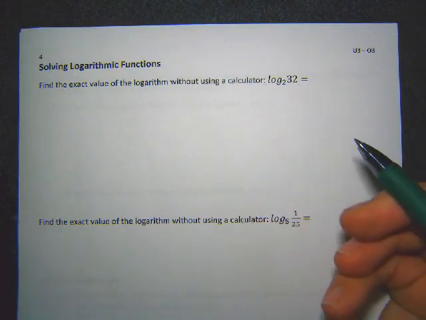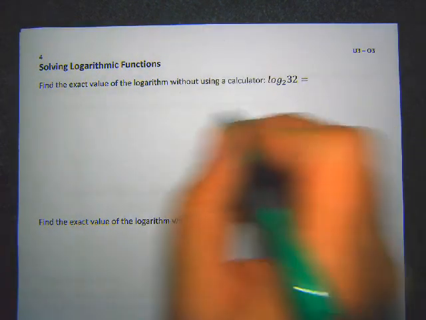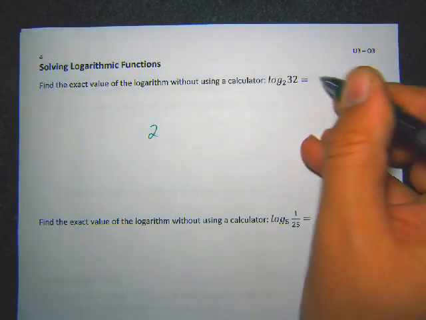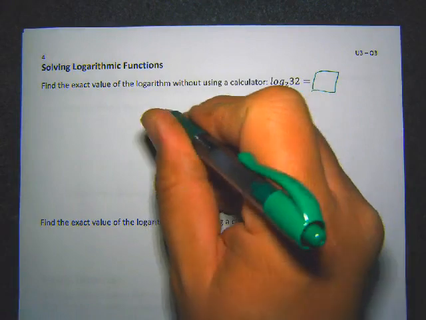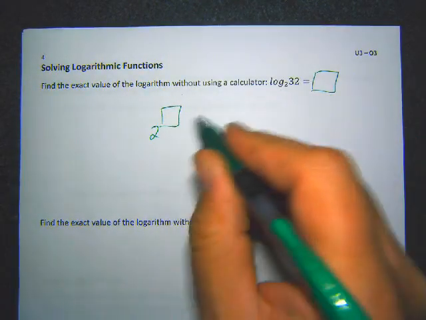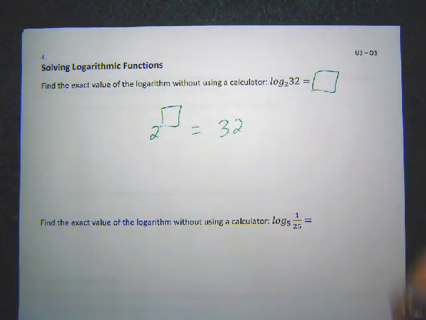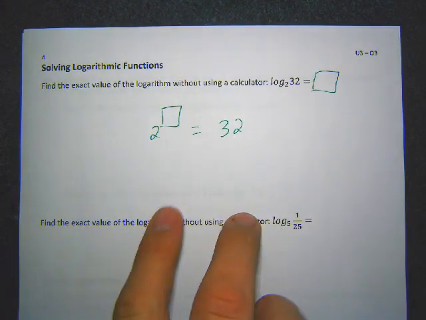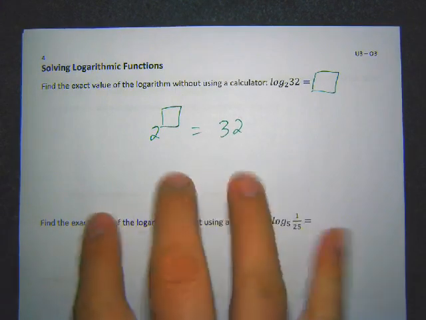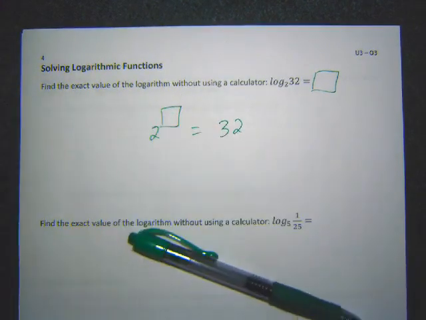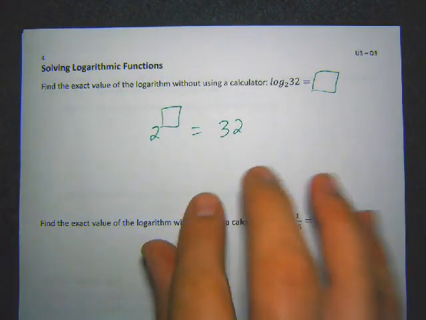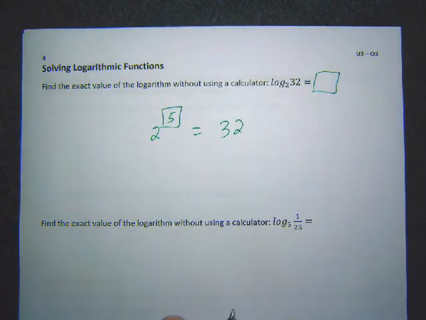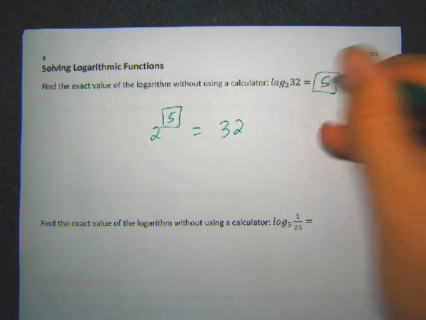So if I want to solve this, one thing I like to do is think about the exponential form. So I think about how the base is 2. The answer to your log is always going to be your power. So I'm looking for the power on that base 2 that will give me 32. So I just need to figure out 2 to what power is 32? Well, 2 times 2 is 4, times 2 is 8, times 2 is 16, times 2 is 32. So 5 is the power I want, because 2 to the 5th gives me 32. So my answer is 5.